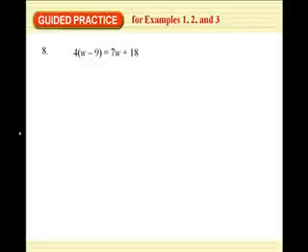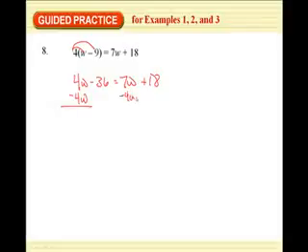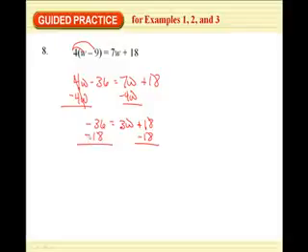Oh good, I was wondering when they'd put us a distributive property. There's the distributive property. 4w minus 36 equals 7w plus 18. Move the letter first. So minus 4w, minus 4w. Negative 36 equals 3w plus 18, minus 18, minus 18. So boom, boom. They're both negative.